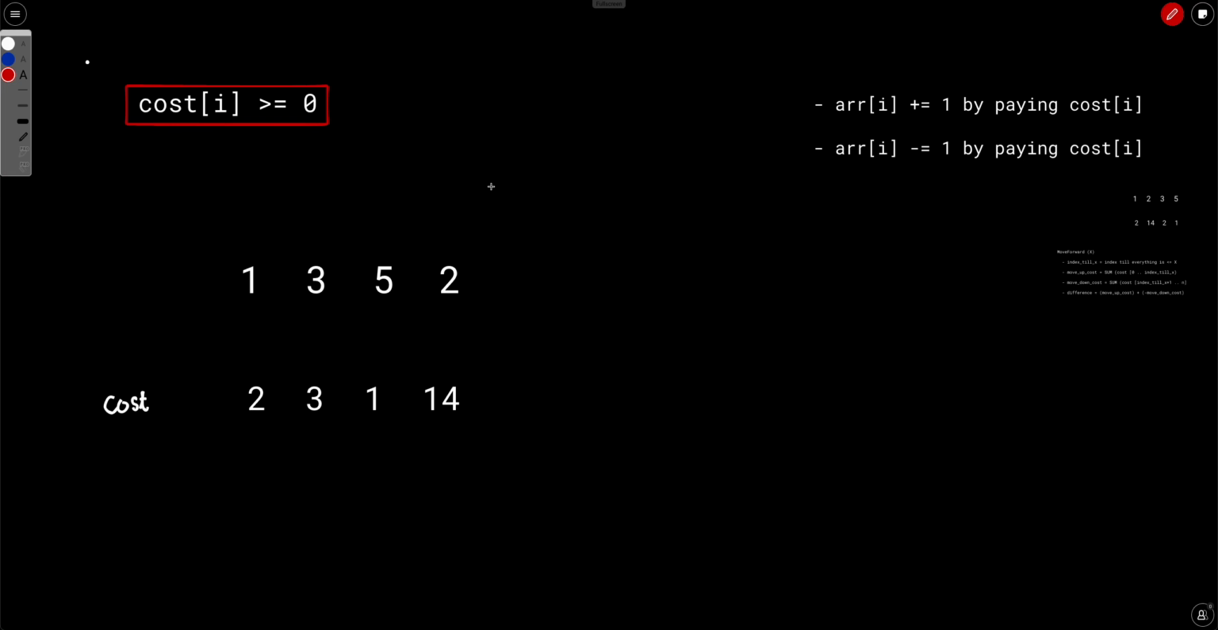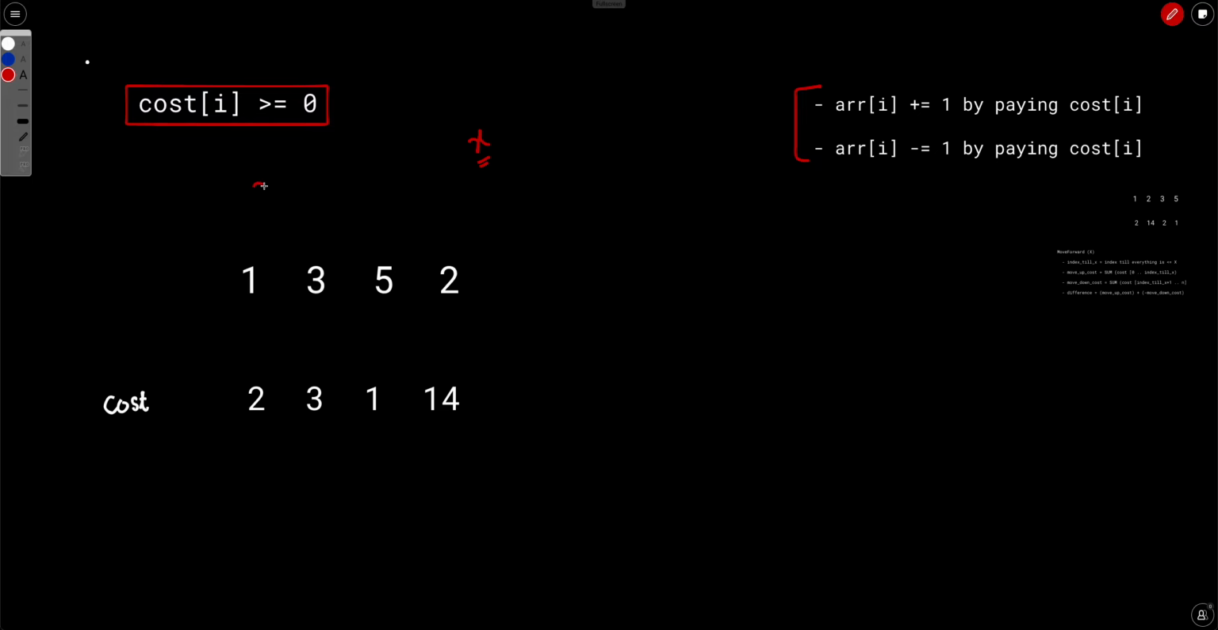Now let's look at the solution. Again, we will be building the solution step by step as I approached it during the live contest. So we have these two constraints. We can increase an element and pay cost I. We can decrease an element and pay cost I. Okay. Now, what we know is that we can find out very easily the cost of making everything equal to x.